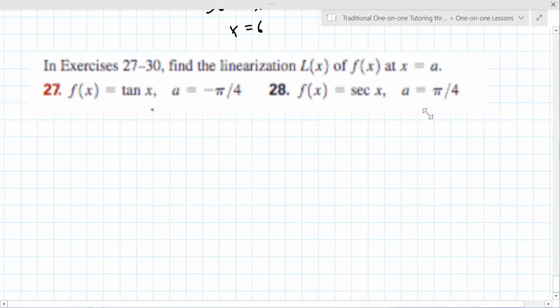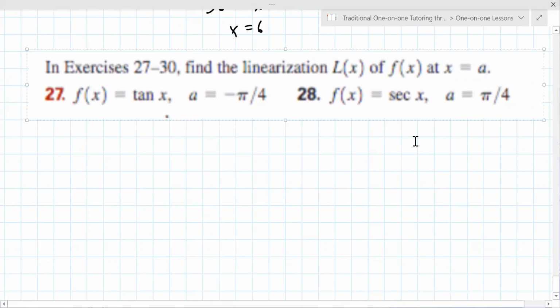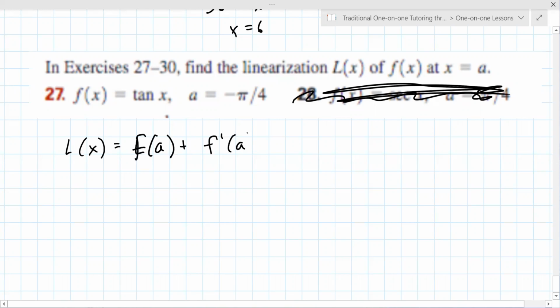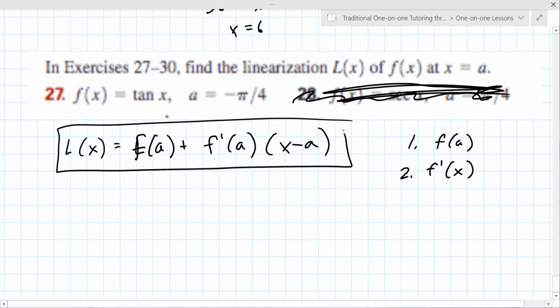Okay, find the linearization of the function at x equals a. So the linearization of a function is a really complicated way of saying finding basically the tangent line. Are we doing 27? Okay, so the linearization requires the value: it's f of a plus f prime of a times x minus a. So you need two things. You need f of a, and then you need to take the derivative. This is our final form, but we're gonna do these things first.